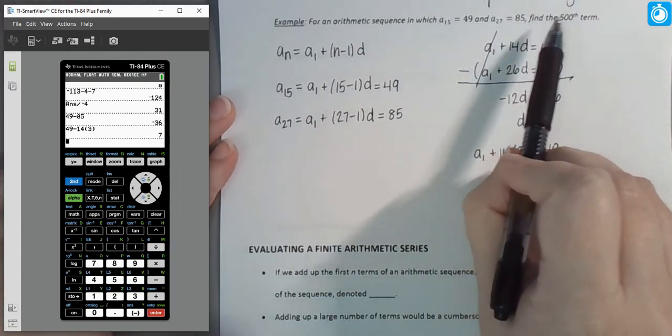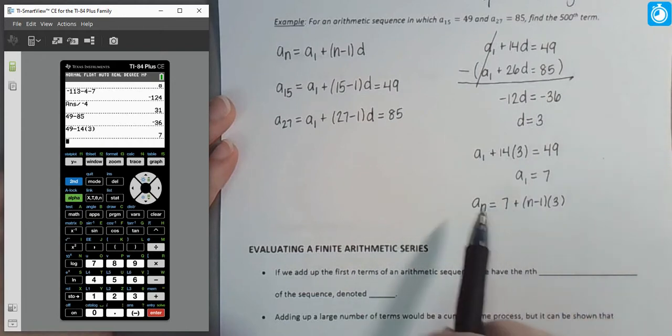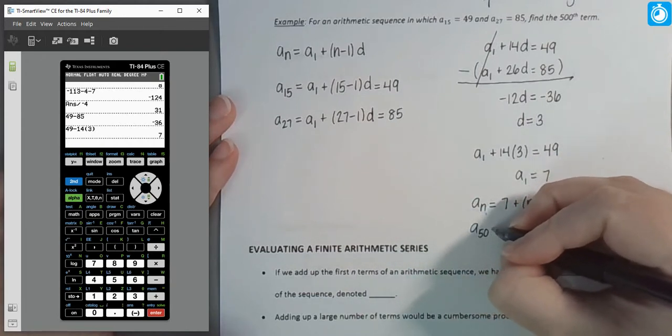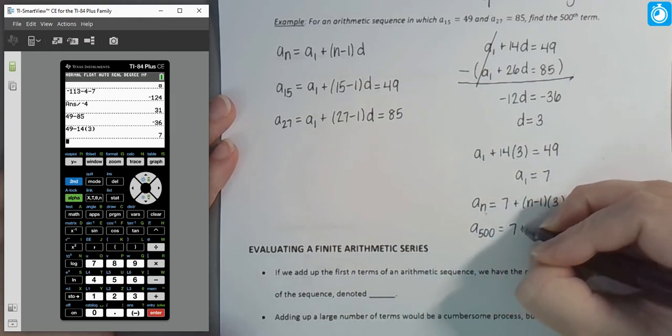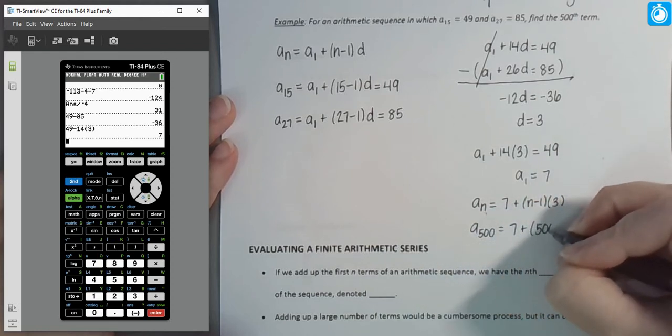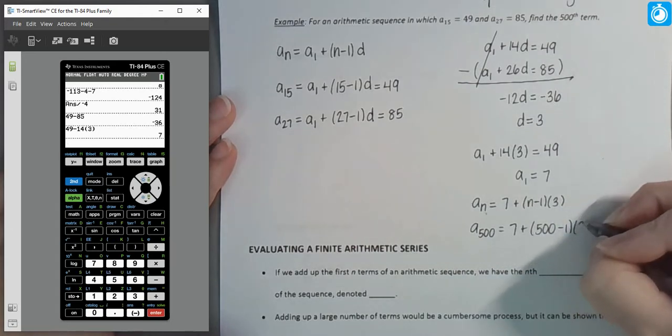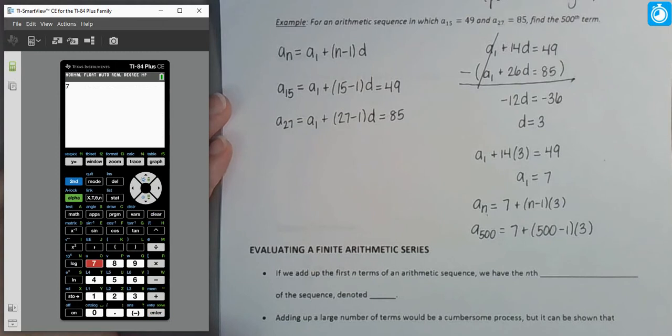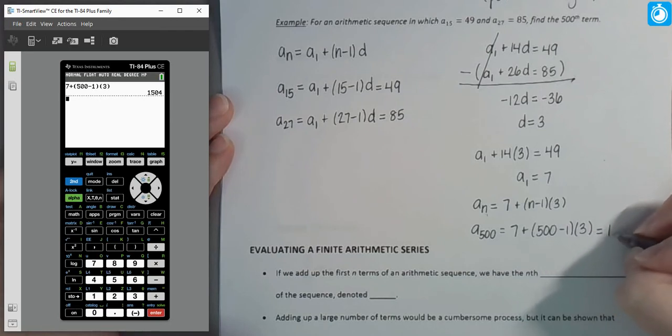Now our goal, the ultimate goal, was to find the 500th term. So now that we have the nth term, we can find the 500th term. So I'm just going to sub in 500 in place of n. So 500 minus 1 times 3. And we can evaluate that all in the calculator if we so choose. So 7 plus 500 minus 1 times 3. And that's going to give us 1,504.